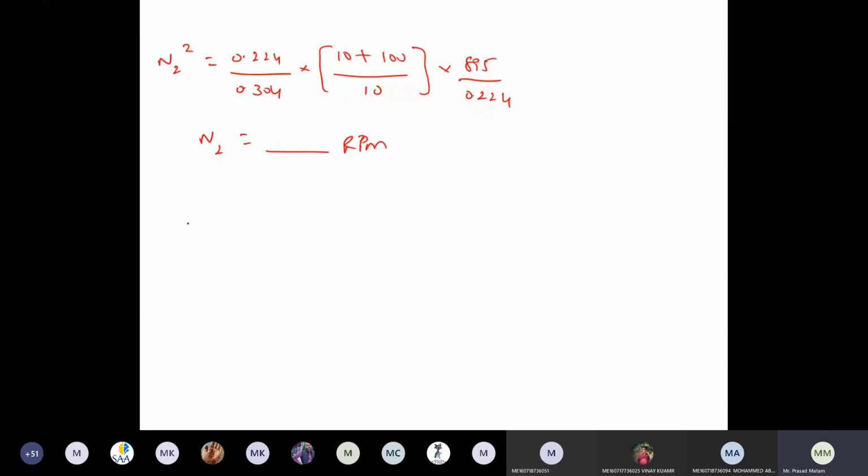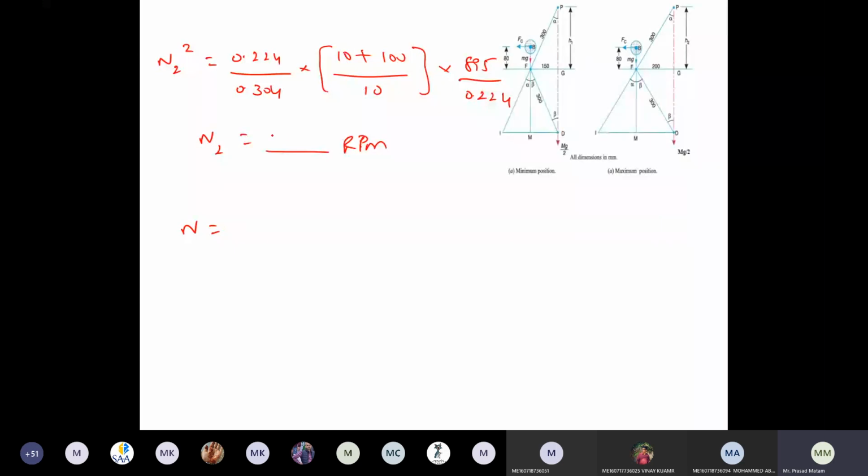What is the answer N2 you are getting? Once you get the N2 value, 179.95. Okay, let it be 180 RPM. Okay, we'll round it off. N is equals to N2 minus N1. N2 is 180. And what is N1 we are getting? 170 RPM. So the range of the governor is 10 RPM. So this is the solution.